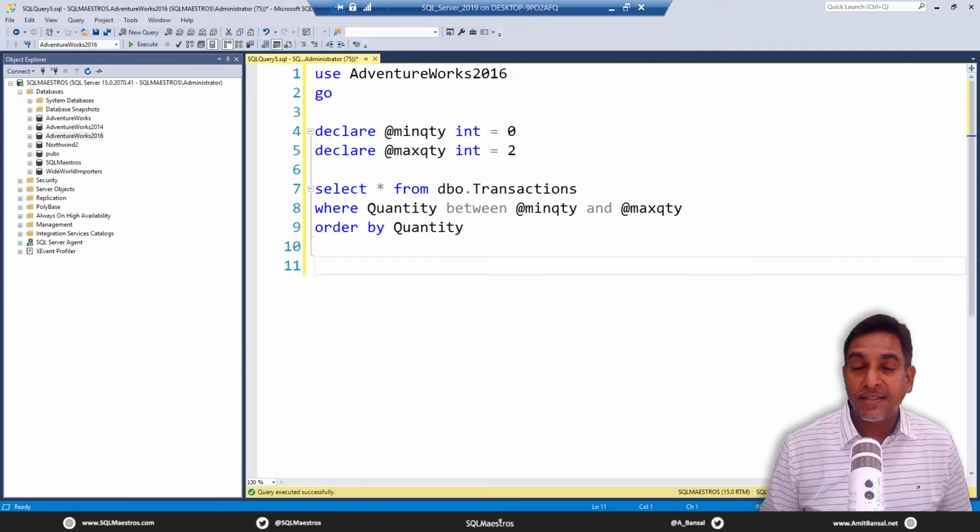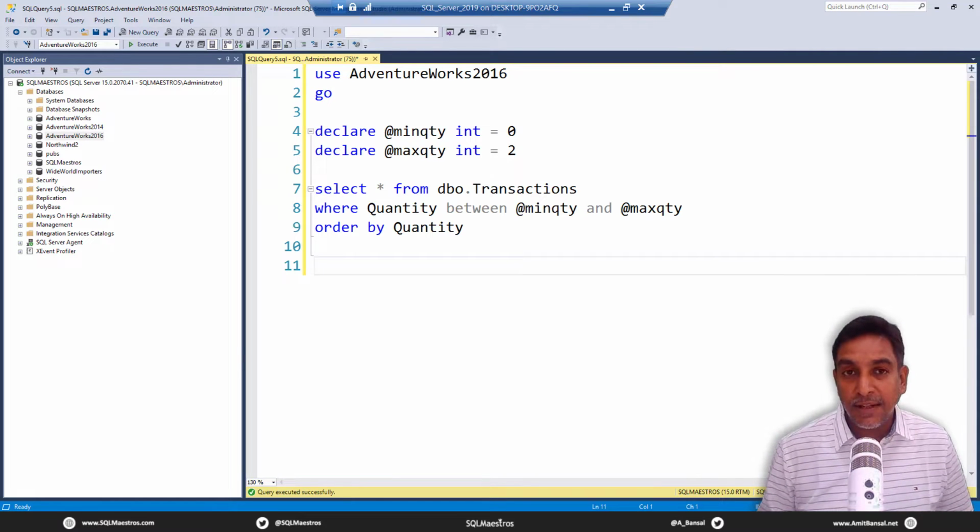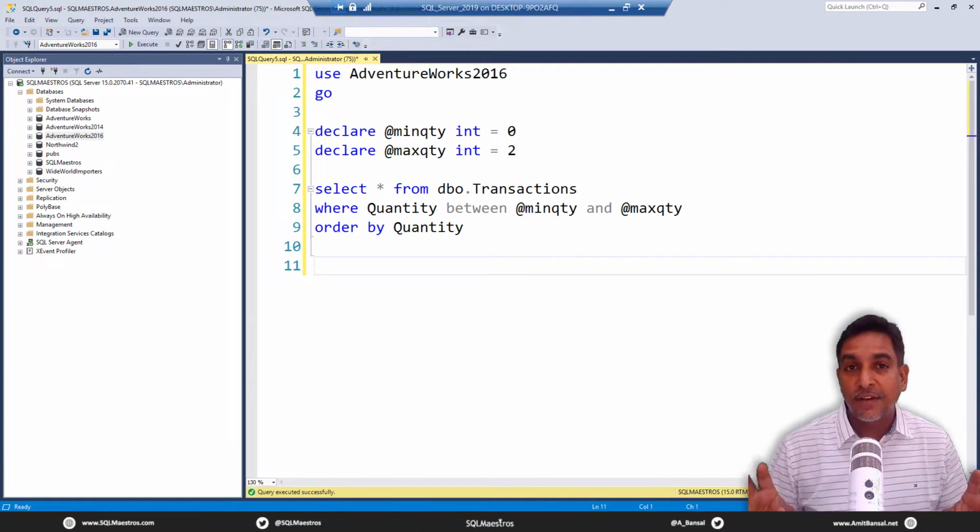Today's topic is spilling into TempDB, more specifically sort spilling into TempDB. Now sorting in itself is not a good thing, because an operation like sorting or hashing requires a lot of resources from SQL Server's perspective. But there are reasons why you may want to sort.